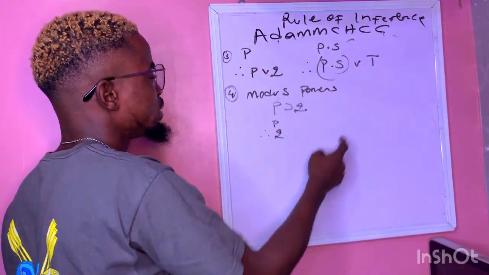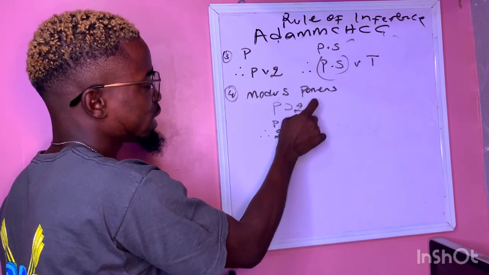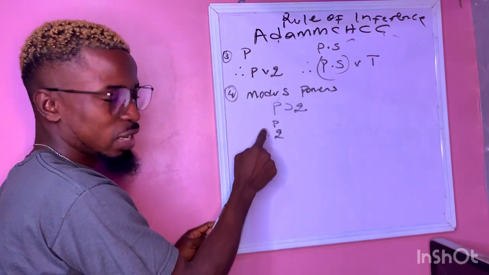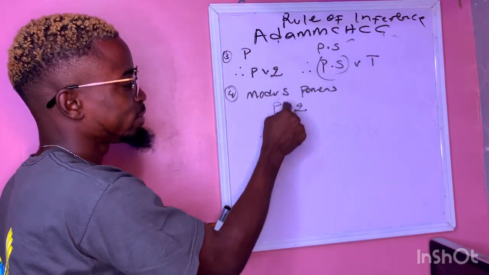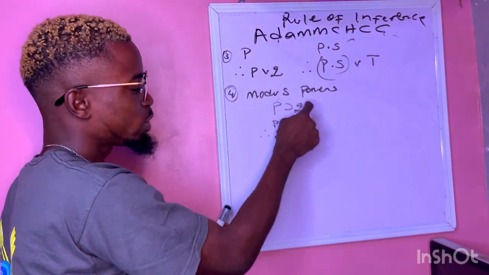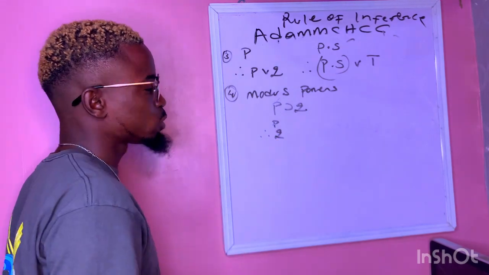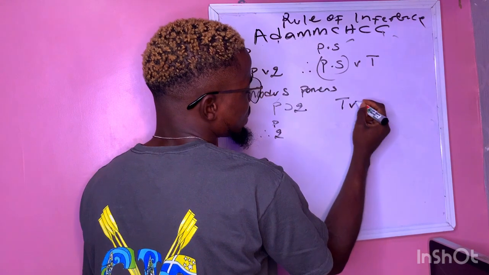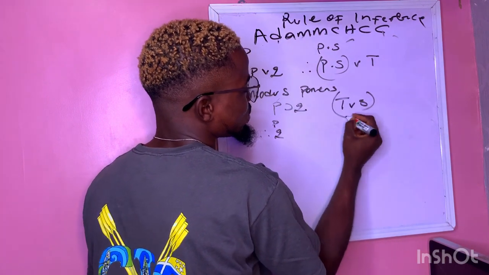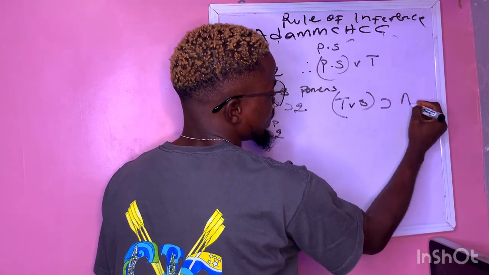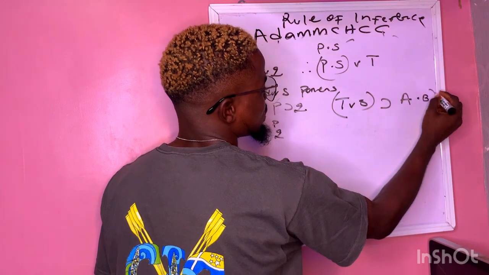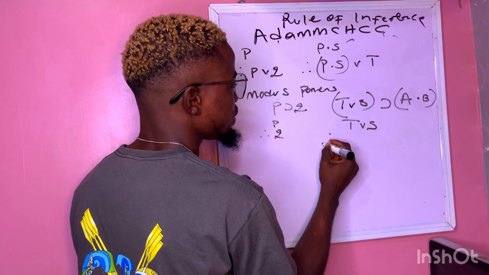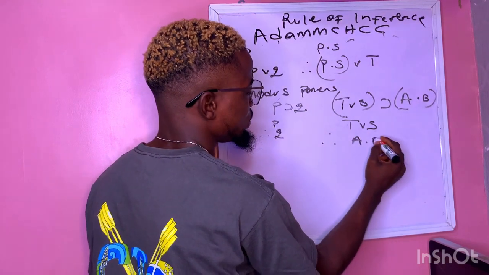Here I added T. So what modus ponens is telling us here is that if you have something implying another one, and on another line you have the first one, then you can infer the conclusion, which is the consequence of the first line. So you can also have something like, let's even say, T or S in parentheses implies A and B. Then you have T or S, therefore A and B.